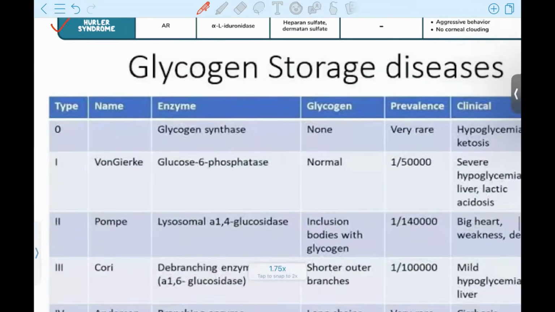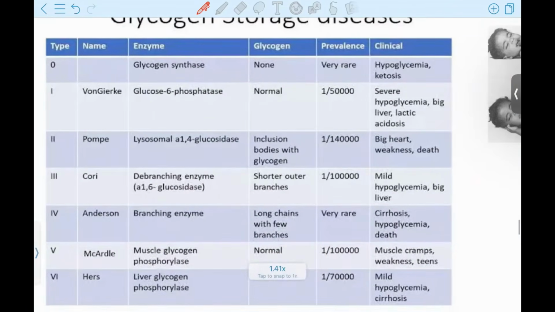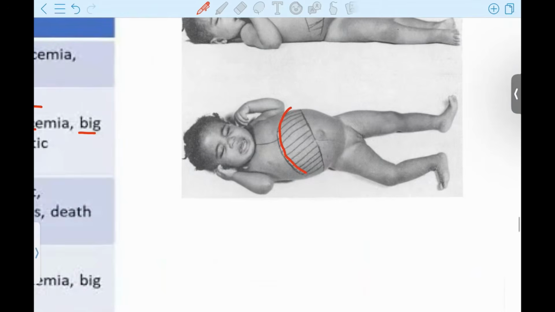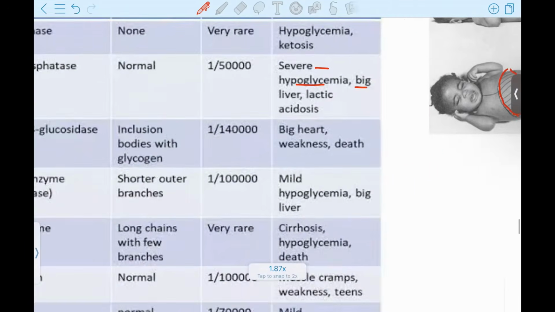And your glycogen storage disorders here. So the glycogen storage disorders, you can remember like this. Von Gierke is the most common overall. And this patient will have severe hypoglycemia, a big liver, like here in this picture, you can see the entire hepatosplenomegaly of this patient. And other symptoms this patient will also have. Lactic acidosis will be seen in this patient.